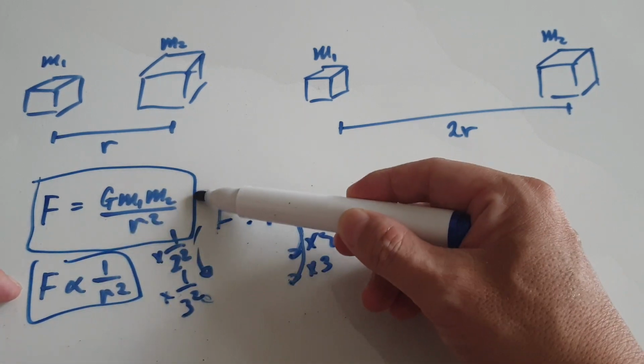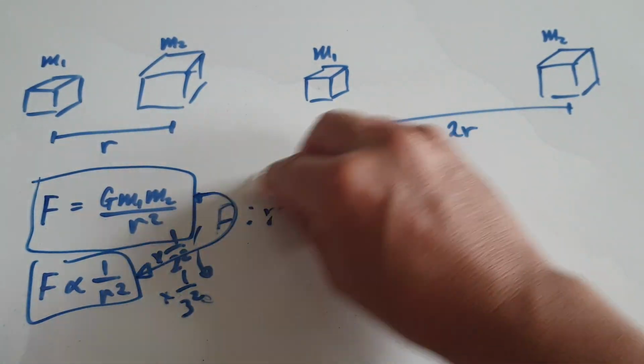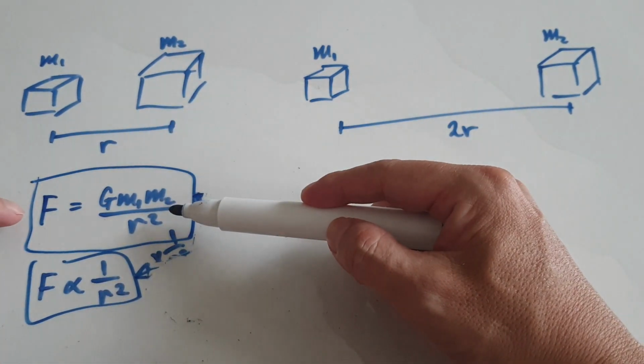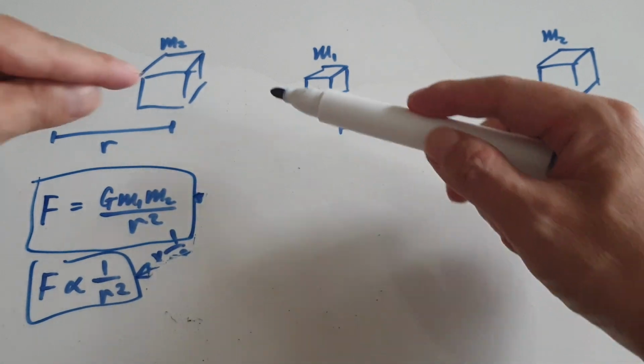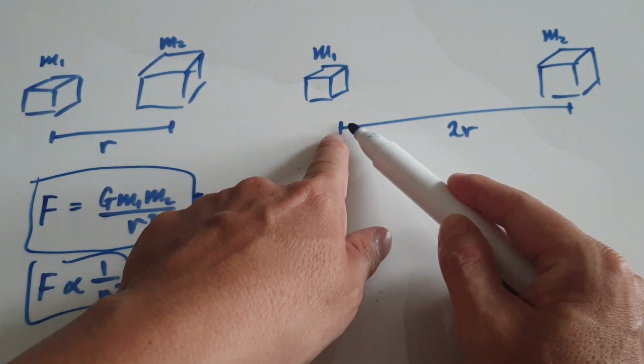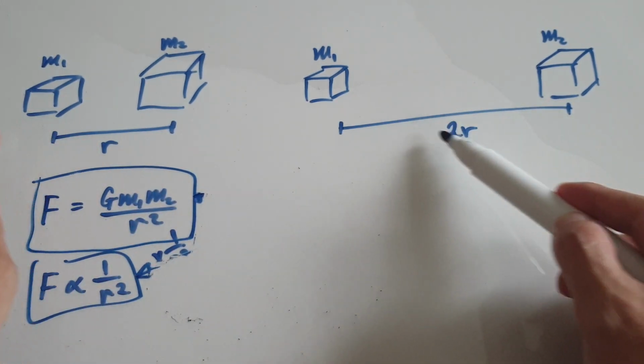We need to understand how we can jump from a formula to this. So to understand why, set up two systems. This is the original system here, given by this formula. Set up another system where the two masses are the same, but you double the distance that separates the two. So this distance is now 2r.